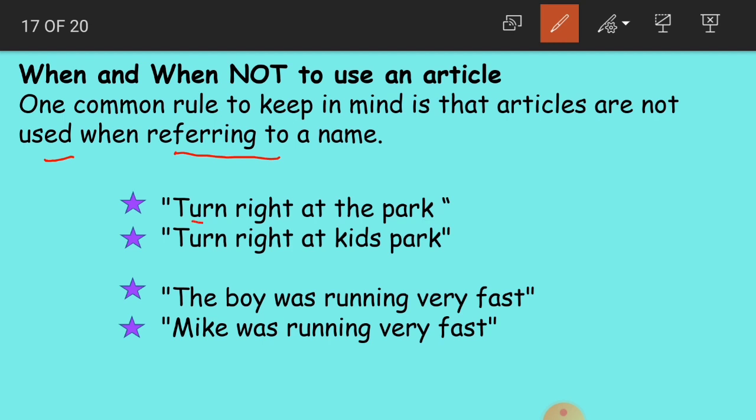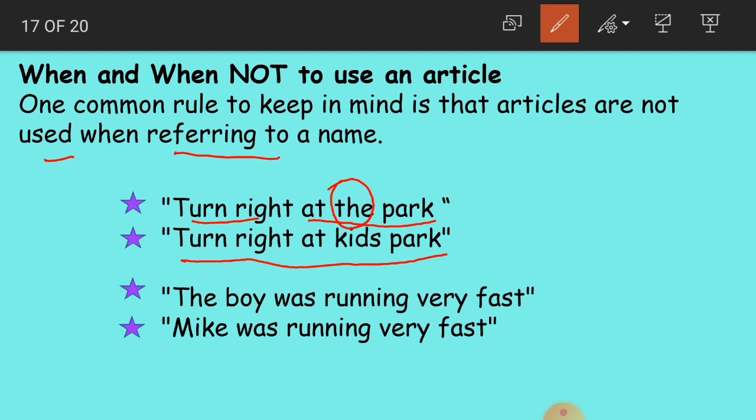See here, turn right at the park. Here we have used the. So turn right at the park, because we didn't name the park. But here if you see, turn right at Kids Park, we have used the name Kids Park. So that park is called Kids Park. So just turn right at Kids Park. There is no article here.